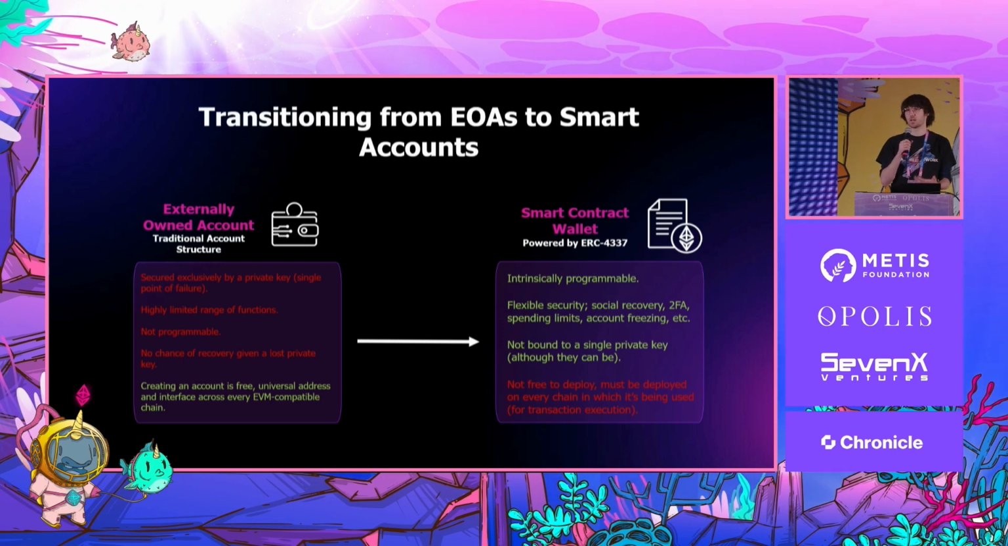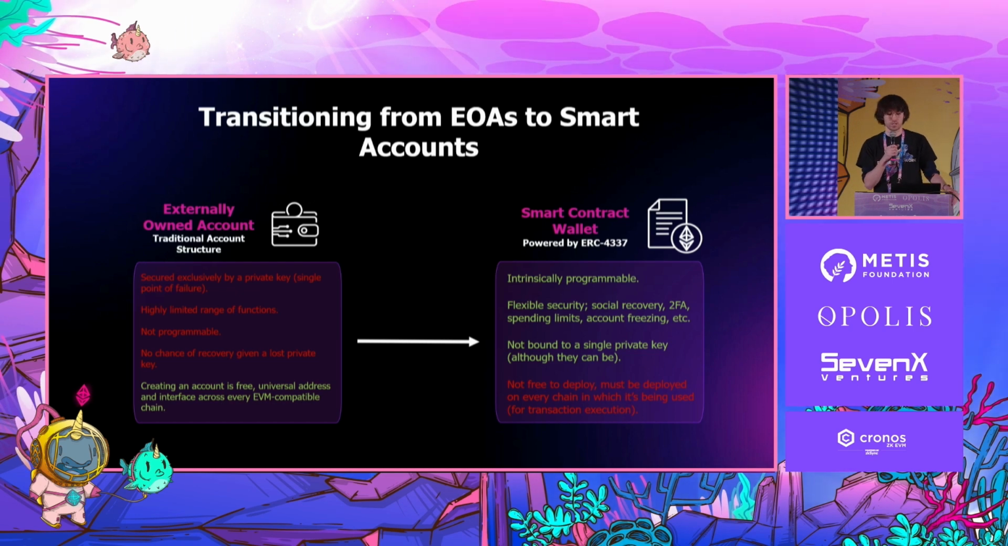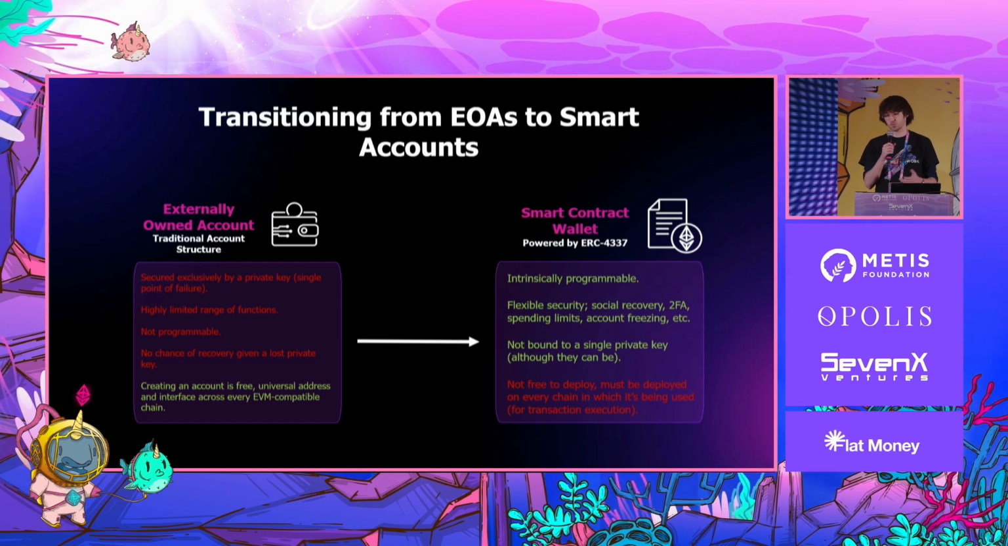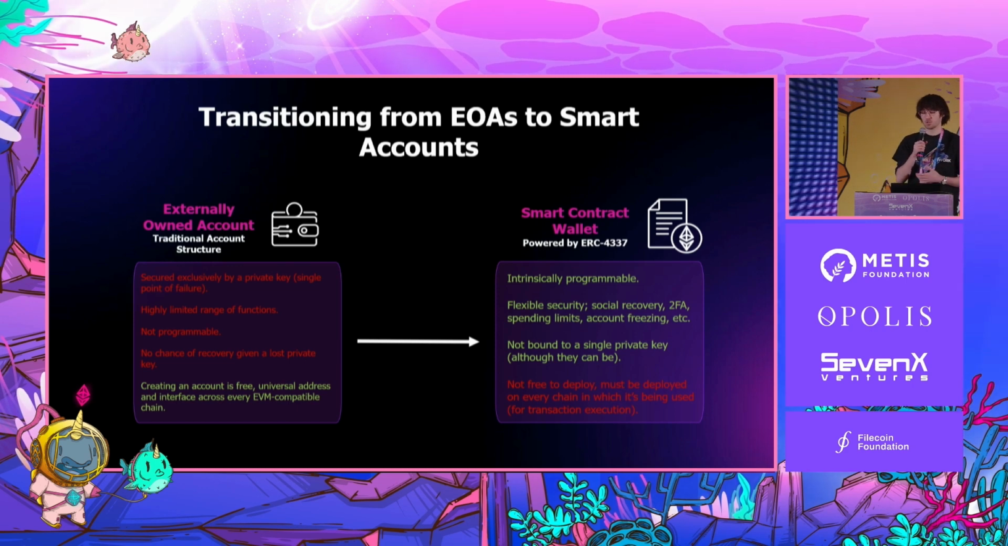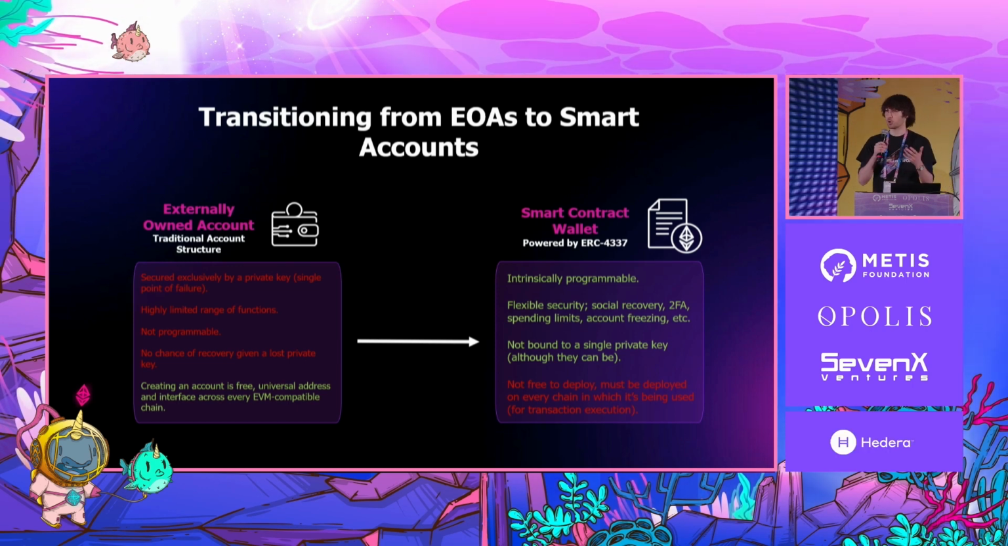This kind of creates a unified standard for users, and of course, it's easy to understand whenever you're interacting across different EVM blockchains. So why do we want to move to smart contract wallets? Well, it's primarily to solve those 3 points in red right there. Number one, smart contract wallets are intrinsically programmable. So these are interfaces that you can program to have any arbitrary logic that you want.